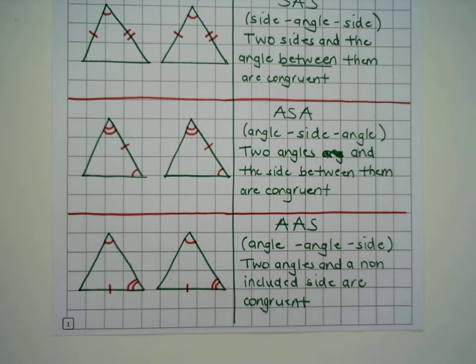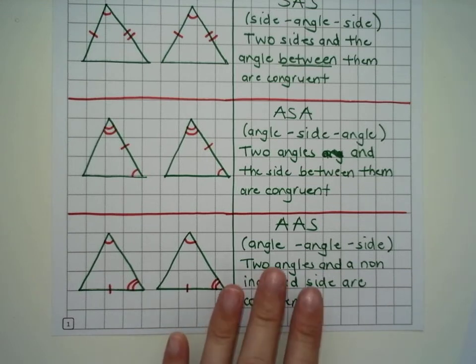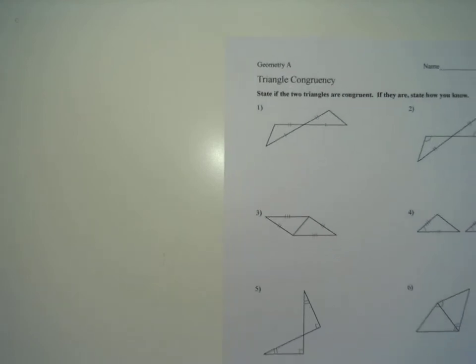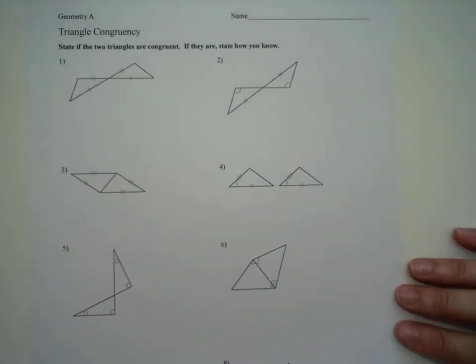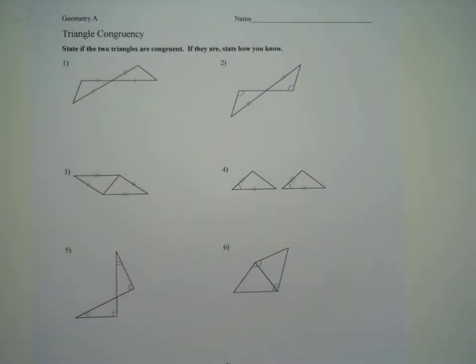Okay, so we're going to be using these theorems to determine if triangles are congruent, and if they are, which theorem proves that they are congruent. So go ahead and open up to your triangle congruency assignment in your workbook. Okay, and we're going to state if the two triangles are congruent. If they are, we're going to state how we know.